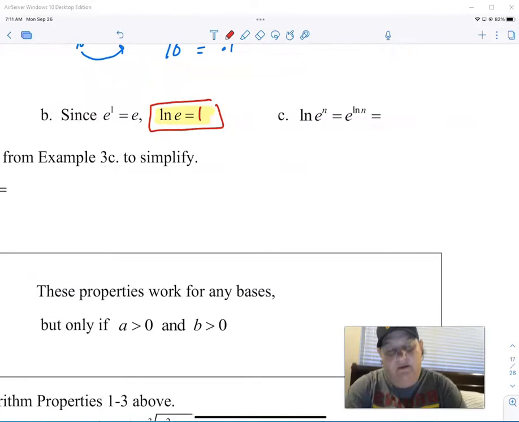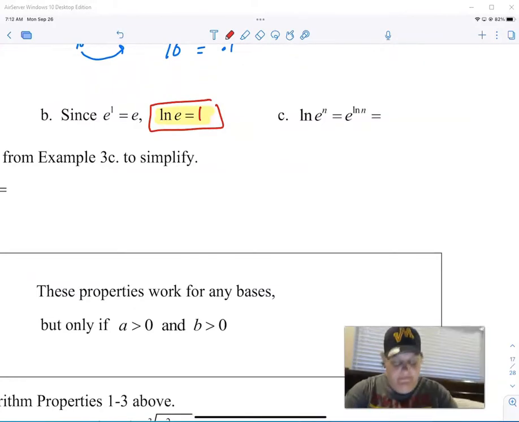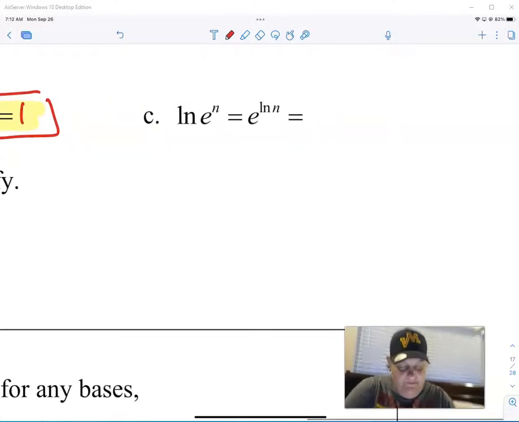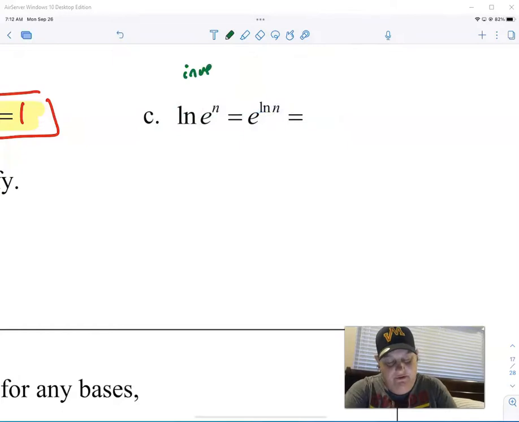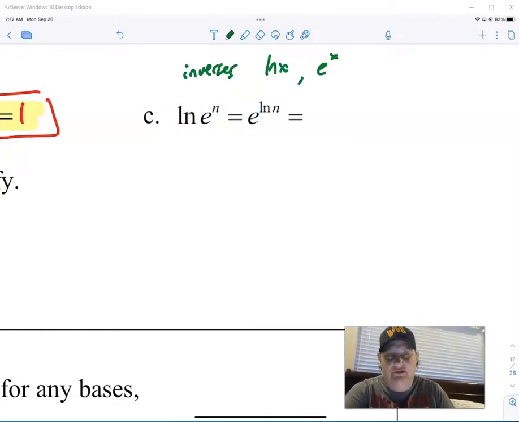And then here are these rules. It basically works like this. It's kind of cool because these are inverses of each other. ln of x and e to the x are inverses of each other. When I have ln e to the n, those are inverses. That just becomes n. If I have e to the ln of n, those are inverses. That just becomes n. So those both just equal n.